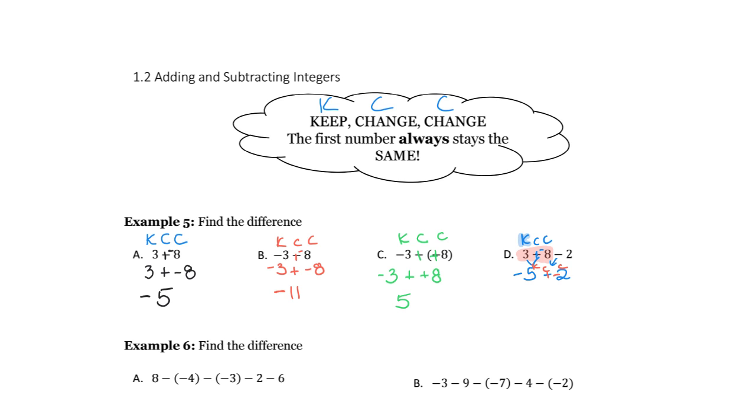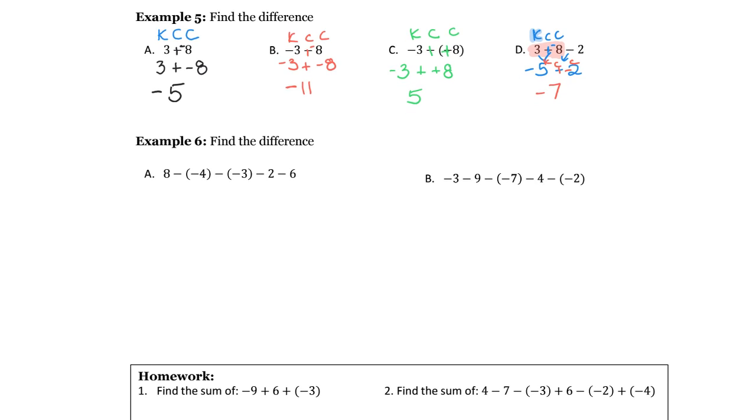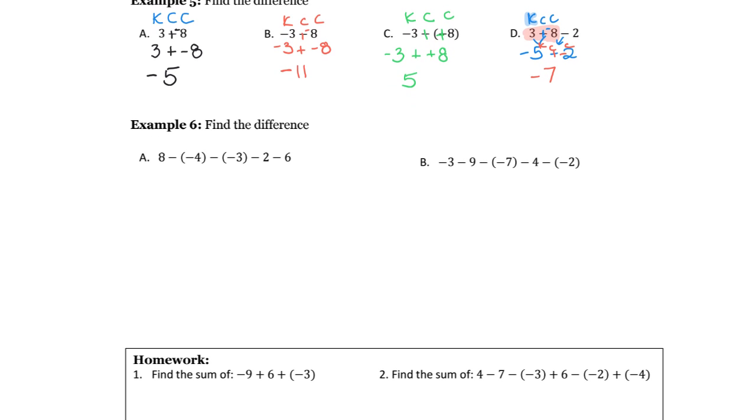-5 plus -2. Same signs, add and keep. So we add 5 plus 2, which is 7, and keep the negative sign. All right. So let's look at this last example. Again, we're just practicing this, okay?